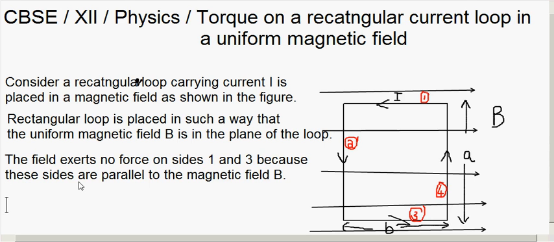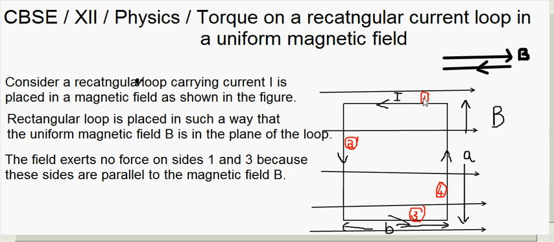So forces acting on side 1 and 3 is 0 because F is equal to BIL sine theta. Theta, the angle between the field B and the side of the conductor or side of the loop is 0. Because if the field B is in this direction, the current carrying line is also in the same direction. So the angle between these two is 0. That is why in the equation sine theta becomes 0 and hence force is 0.